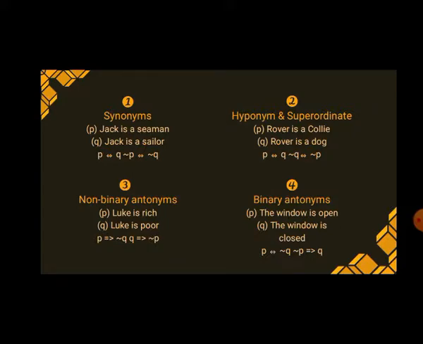As seen on your screen, these are four lexical relations that have also been mentioned by the previous groups. There are synonyms like seaman and sailor, hyponym and superordinate like collie and dog, non-binary antonyms like rich and poor, and then binary antonyms like open and closed. Now let's compare first between synonyms and binary antonyms.